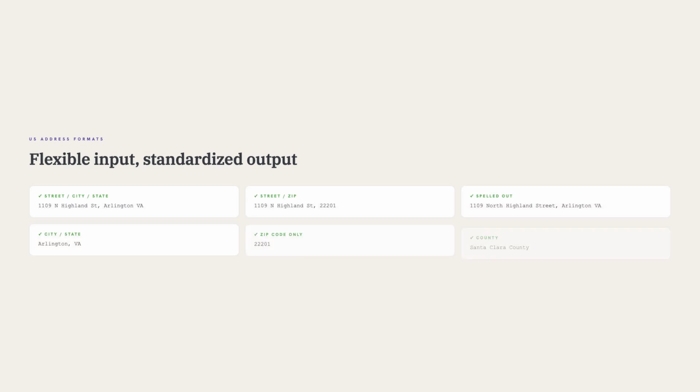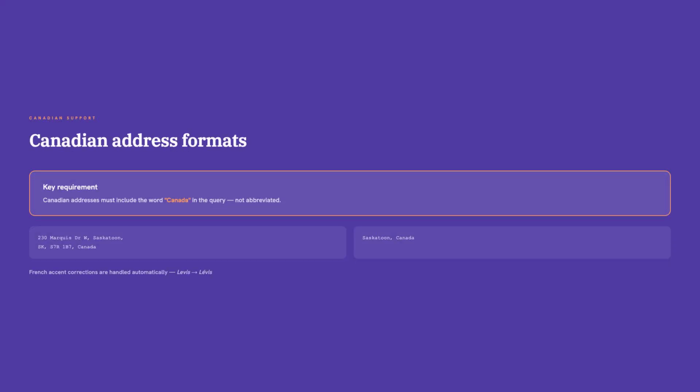Geocodio handles a wide range of US address formats. You can abbreviate or spell out street types and directionals, submit a street with a city and state, or just a street with a zip code. You can even submit a city, county, state, or zip code on its own, though you'll get a centroid instead of a rooftop result. Geocodio also supports Canadian addresses.